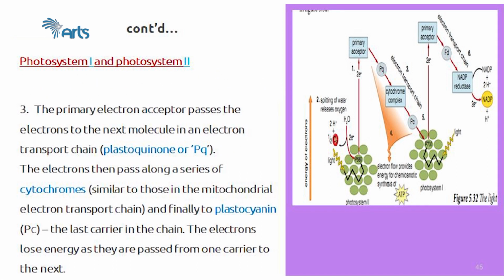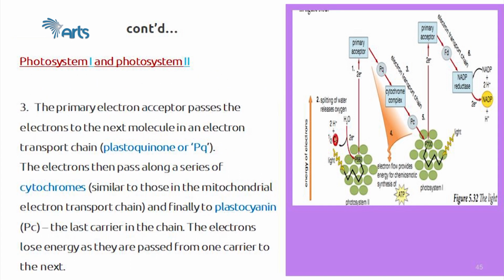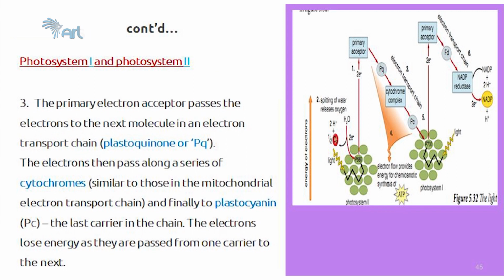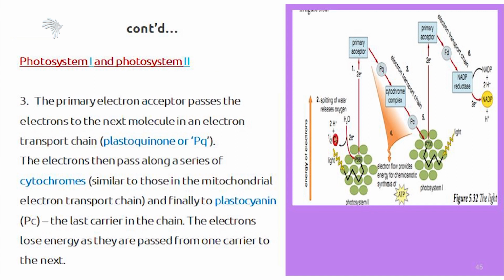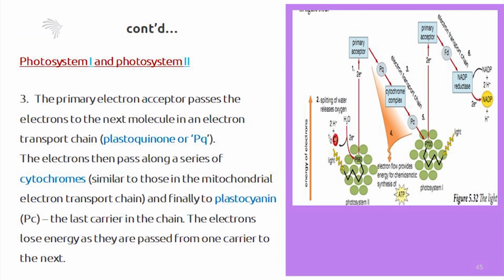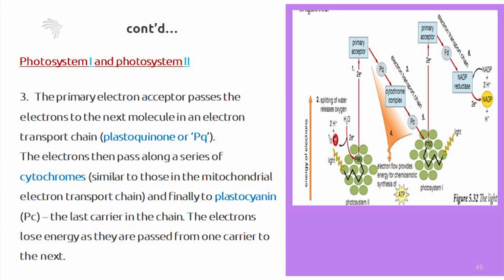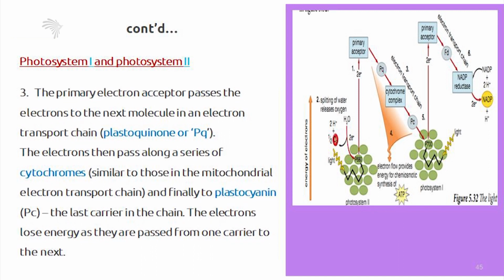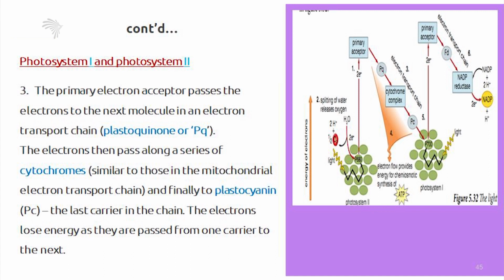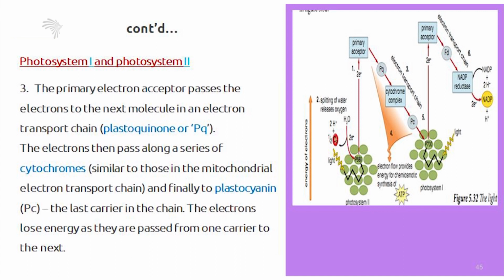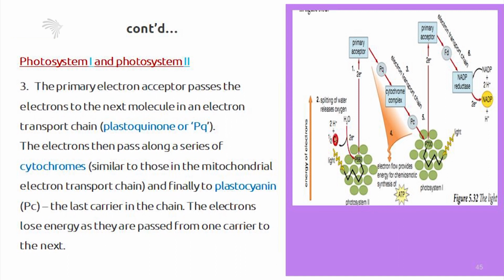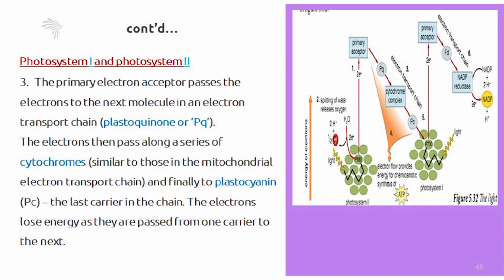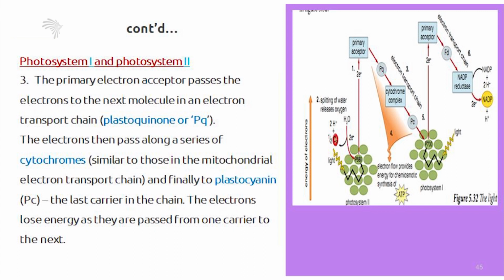The third reaction in photosystem 1 and 2 is that the primary electron acceptor passes the electron to the next molecule in an electron transport chain, that is plastoquinone, or PQ for short. The electron then passes along a series of cytochromes, similar to those in the mitochondrial electron transport chain. And finally, to plastocyanin, that is PC, which is the last carrier in the chain. The electrons lose energy as they are passed from one carrier to the next.